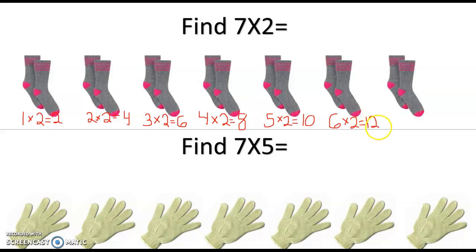And last, if I had 7 pairs of socks, this is our 7 times 2. We have 2, 4, 6, 8, 10, 12, 14. So 7 times 2 is 14.